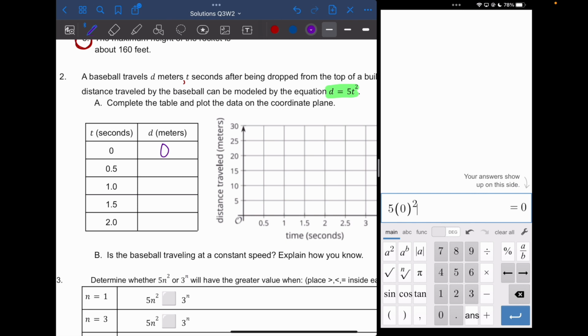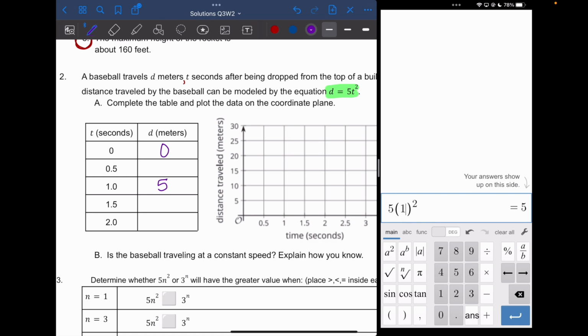Now, it might be easiest to do this with 1 and with 2, and you can probably do those ones in your head. So we can do 1 squared and get 1, and then when we multiply that by 5, we should get 5. And that's what I see for my answer over here. So this one is 5.